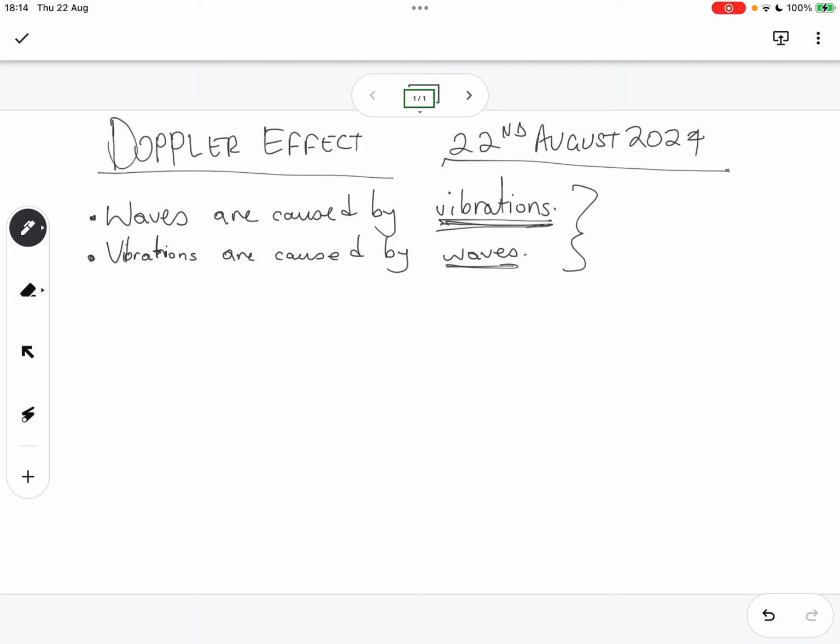All right. This topic is going to touch a little bit on waves. You've come across waves and light before, right? All right, so we're going to do a little bit of revision there. And we start with waves and vibrations. So waves are caused by vibrations, and vibrations are also caused by waves. Now, what does this mean?